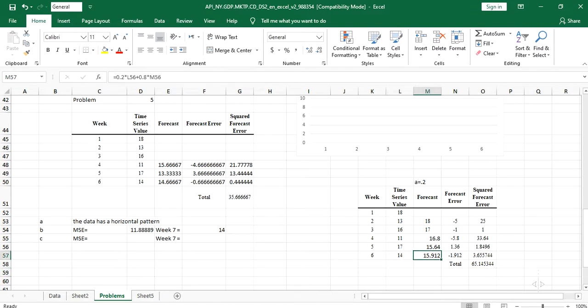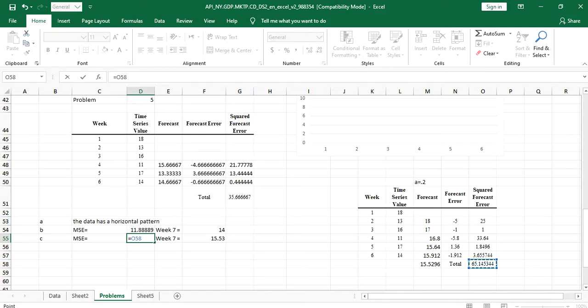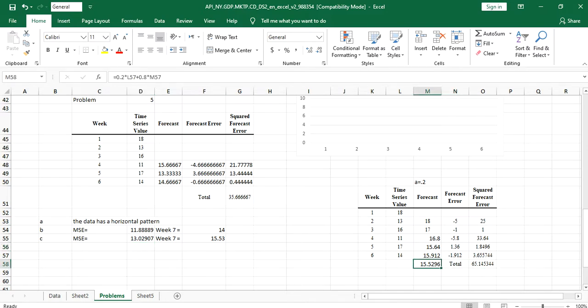Okay, now as I said, I would drag this down one more step to obtain week 7's one. Okay, 15.53. But what about the MSE? Equals the sum of the squared forecast errors divided by 5 values. Okay, we have 1, 2, 3, 4, 5 values over here. 5 values. All right. So we have the results over there.